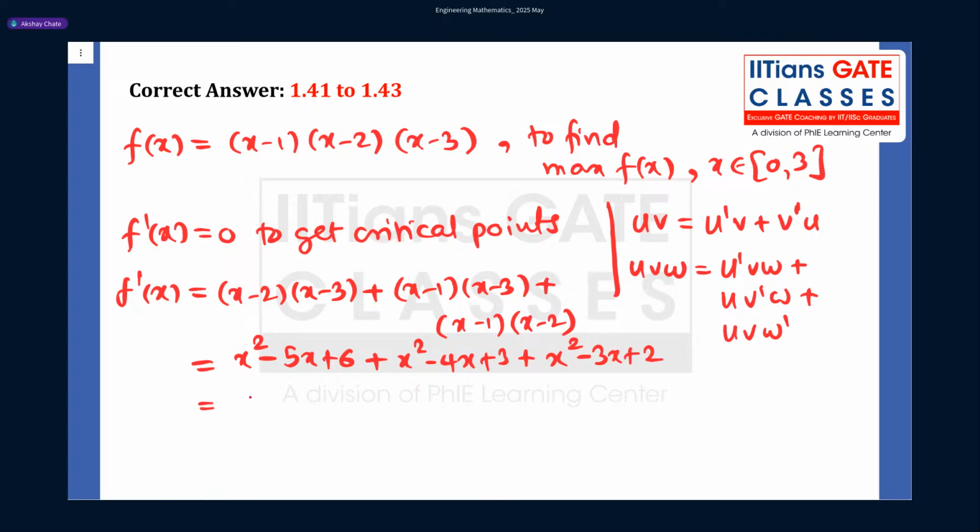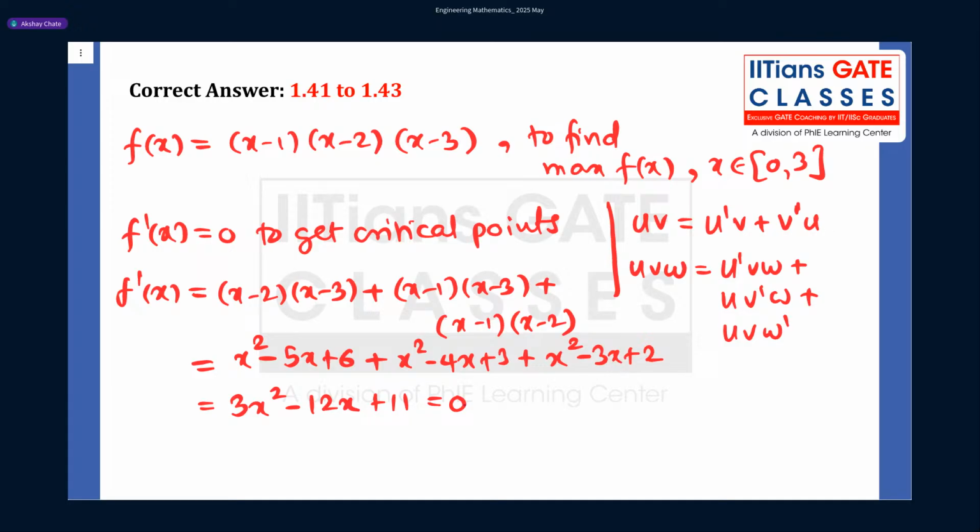So in the end, you get 3x square minus (5 plus 4 plus 3), so that is minus 12x. And you have 6 plus 3 plus 2, that is 11. So this is your quadratic polynomial, and you have to equate it to 0. So basically, you need to find the roots of this quadratic polynomial.